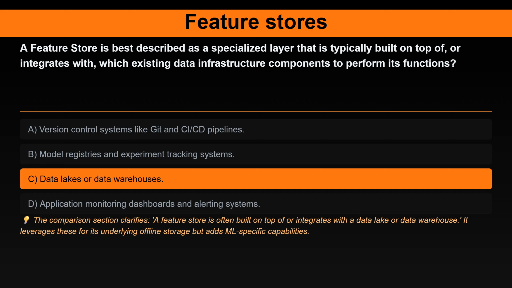The correct answer is data lakes or data warehouses. Here's the explanation. The comparison section clarifies. A feature store is often built on top of or integrates with a data lake or data warehouse. It leverages these for its underlying offline storage, but adds ML-specific capabilities.